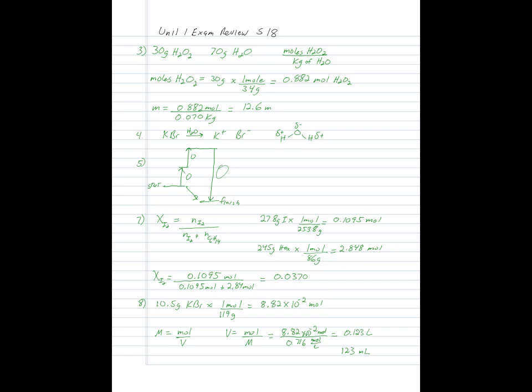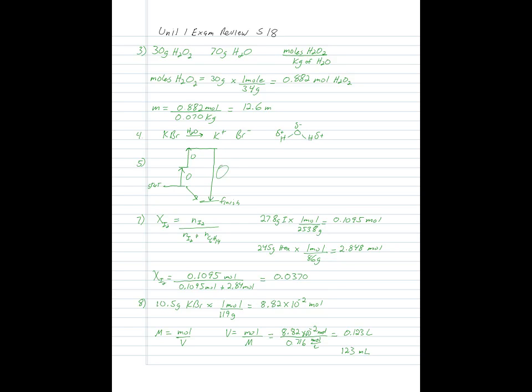Alright, let me flip my page here. Okay, number 9. So we want to know what is the mass percent of a caffeine solution made by dissolving 4.35 grams of caffeine in 75 grams of benzene.